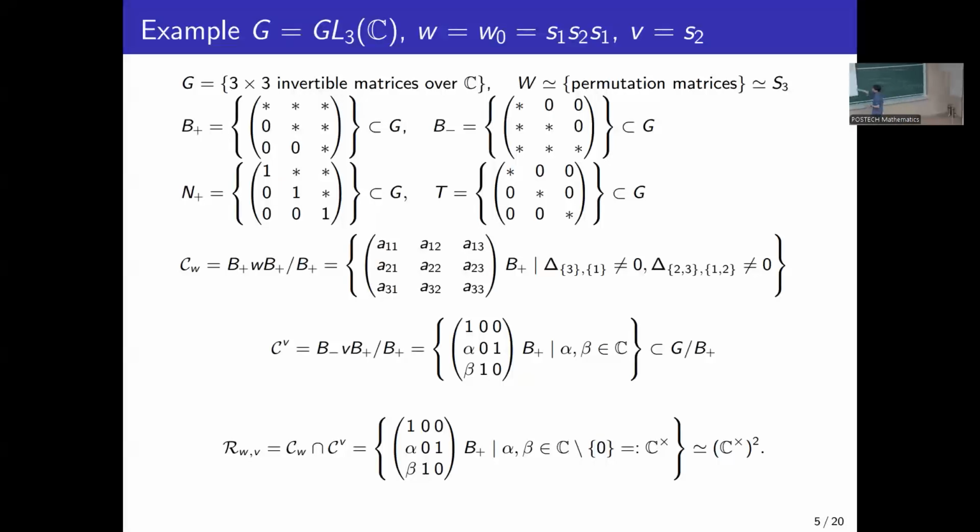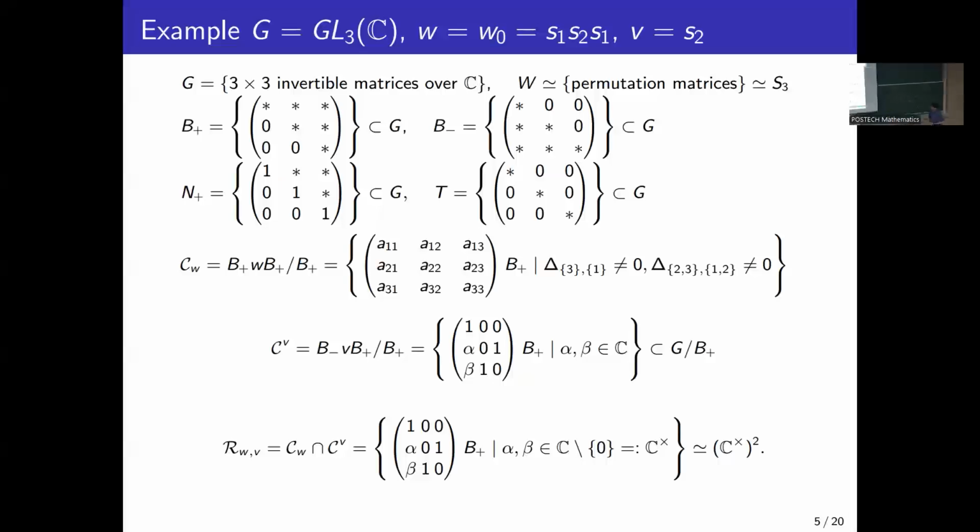And similarly, you can calculate the opposite Schwarz cell in this case, by calculation. Then it is described in this way. It is represented by those matrices, where alpha and beta are complex numbers. And then you take the intersection, and immediately you get this. You just impose the condition that alpha and beta are non-vanishing, so they are non-zero. And the conclusion is that this open Richardson variety is isomorphic to the torus of rank 2.